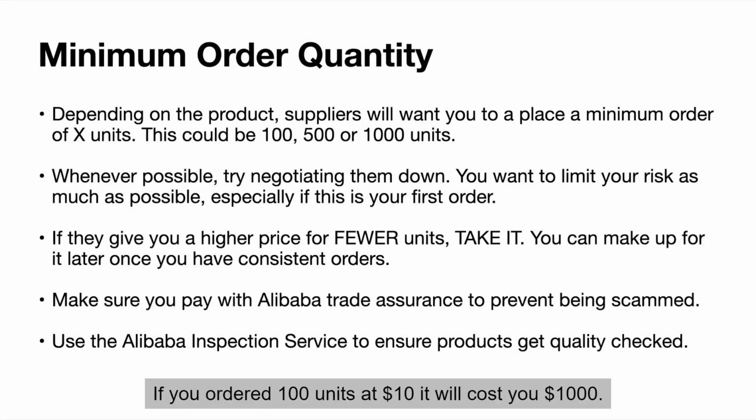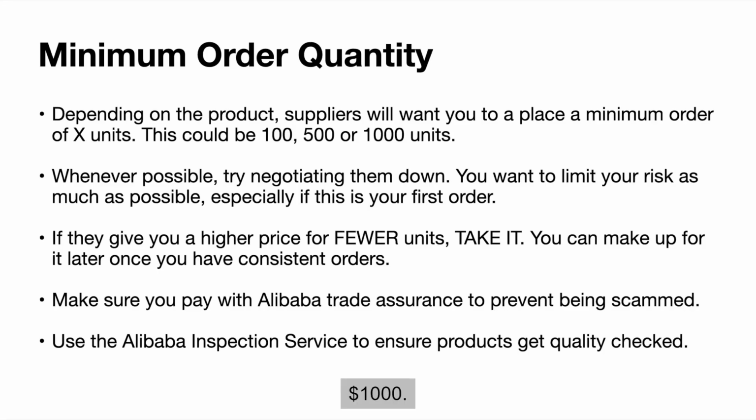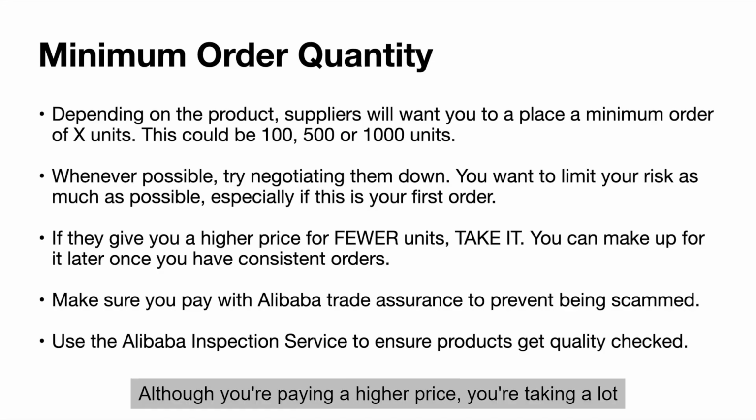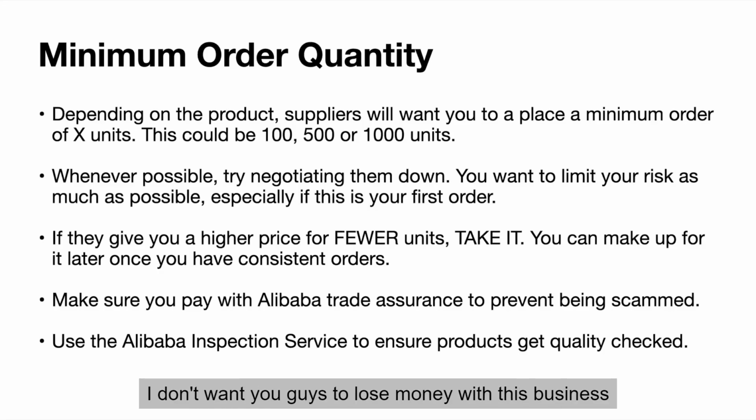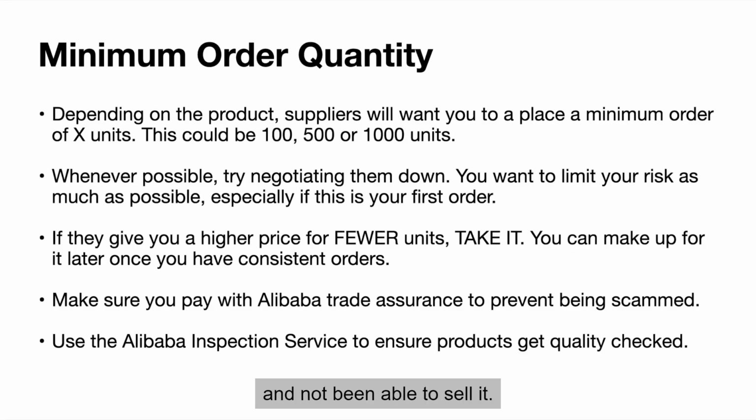If you ordered 100 units at $10, it will cost you $1,000. But if you ordered 1,000 units at $5, it will cost you $5,000. Although you're paying a higher price, you're taking a lot less risk. Try to negotiate for fewer units. I don't want you guys to lose money with this business model. There are so many people that have started a private label brand, invested thousands of dollars into inventory, and not been able to sell it.